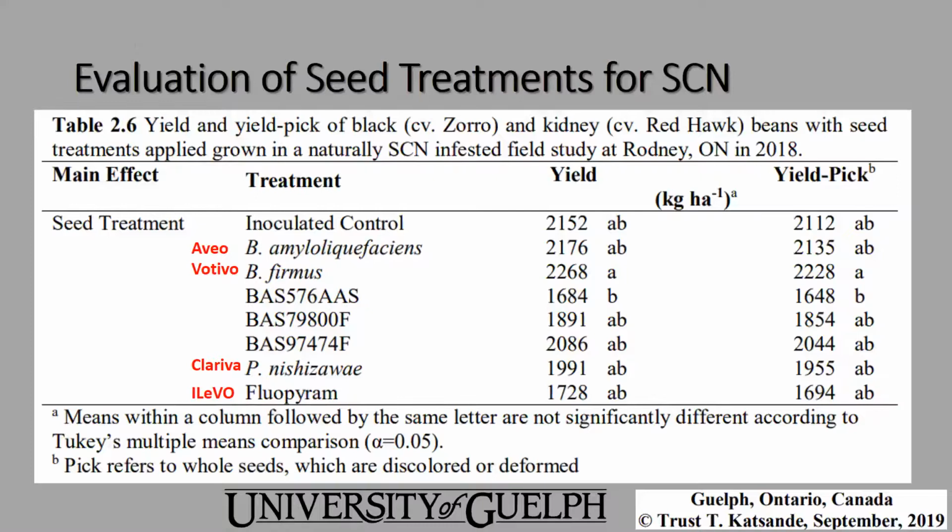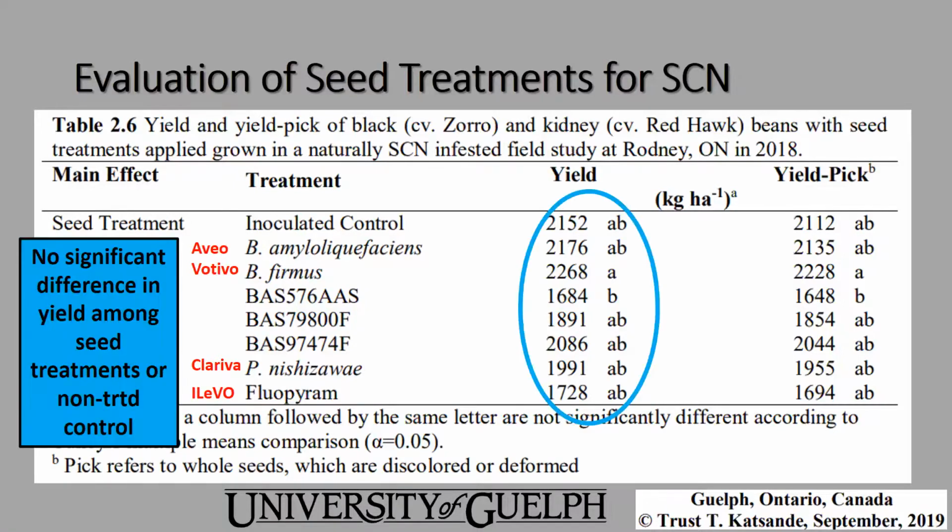I put in red type here the names of the products in case you didn't remember the biological active ingredients. So if we look at this, we've got Aveo, Votivo, Clariva, and Ilevo here. And this is on dry beans. But it's the same thing, whether it's soybeans, dry beans, or snap beans, the disease or the pest is the same.